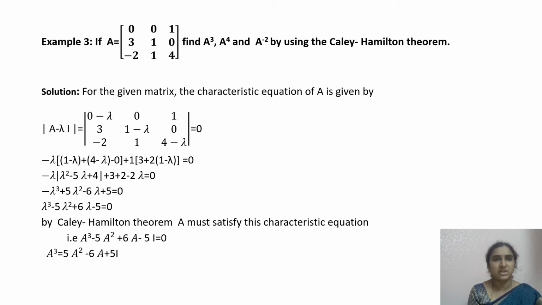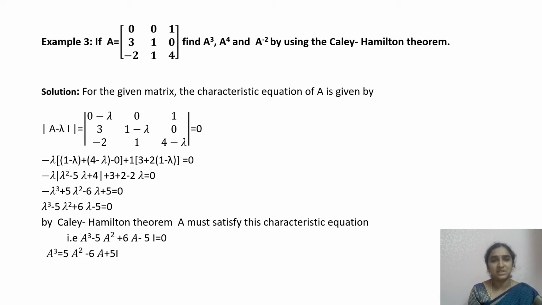Let us consider one more example. Given the matrix A [0, 0, 1; 3, 1, 0; minus 2, 1, 4], we are supposed to find A cube, A to the power 4 and A to the power minus 2 by using the Cayley-Hamilton theorem. Let us find the solution. For the given matrix, the characteristic equation of A is given by determinant of A minus lambda I, which is equal to the determinant of [minus lambda, 0, 1; 3, 1 minus lambda, 0; minus 2, 1, 4 minus lambda] equal to 0, resulting in lambda cube minus 5 lambda square plus 6 lambda minus 5 is equal to 0.